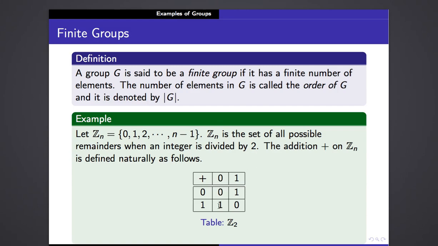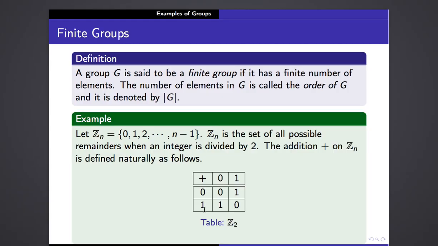So here, I'm using the simple case Z2. So Z2 case, what is that? That's the set of all possible remainders when an integer is divided by 2. Okay, so the only possible remainders are 0 and 1. So Z2 has only 2 elements, 0 and 1. So 0 plus 0, of course 0. 0 plus 1 equals 1. 1 plus 0 equals 1.